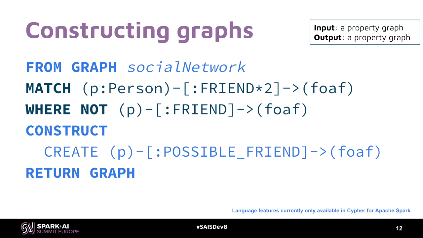And that's what we do here with the create. We create a new relationship that directly connects the person with those friends of friends called possible friends. And then we return a graph. So that's a big difference between this construct query and the one I showed you previously that returned a table. This one returns a graph, not just a table.